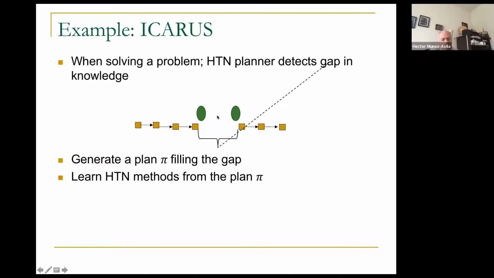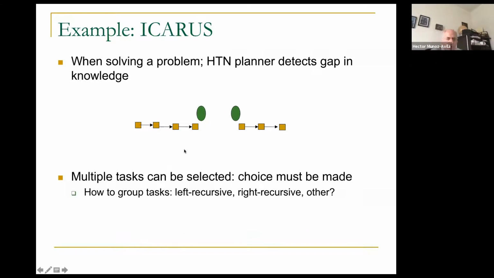And then they will learn the methods from that plan to fill this gap. This kind of learning is called teleoreactive learning, and for logic procedures people have used that a lot, and ICARUS uses it. But the idea is they will only try to learn when it's needed. So when they find gaps in the knowledge, they will fill those gaps and learn new methods and therefore continue. So that's another example.